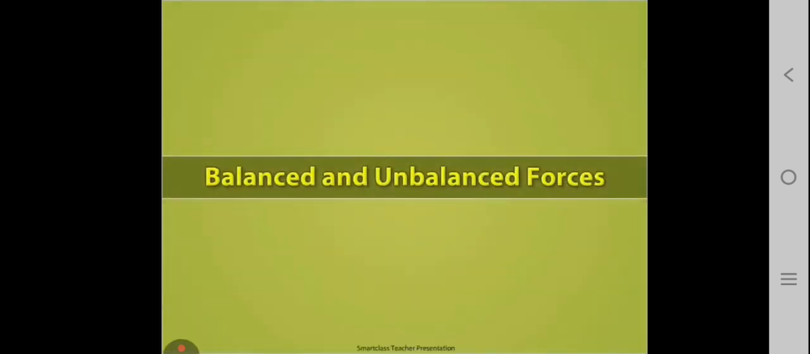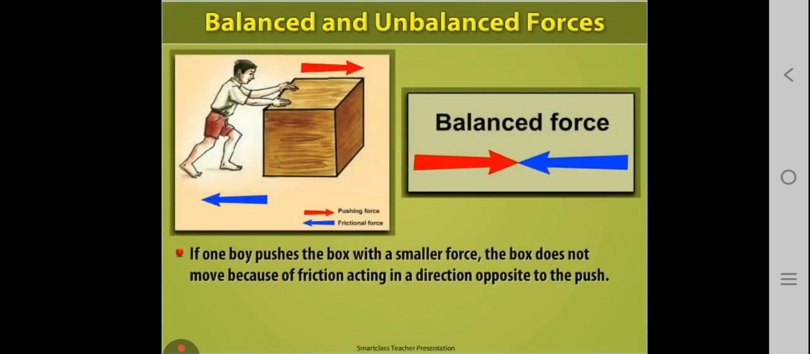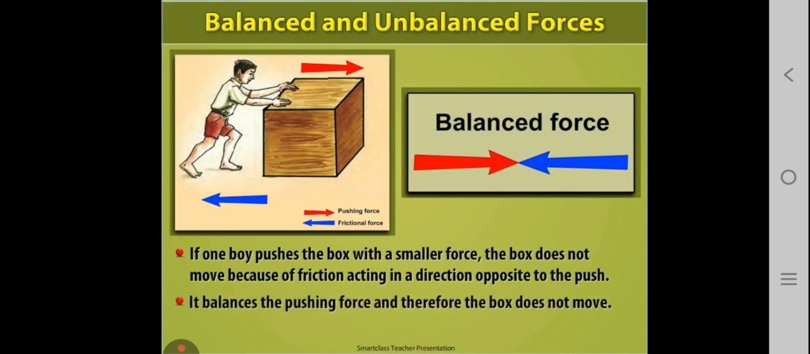Balanced and unbalanced forces. If one boy pushes the box with a smaller force, the box does not move because of friction acting in a direction opposite to the push. It balances the pushing force and therefore the box does not move. In this case, the two forces are balanced.